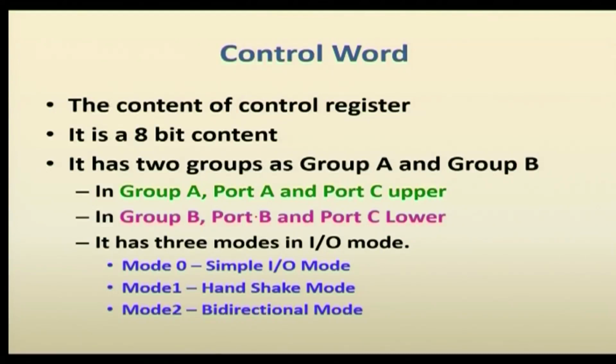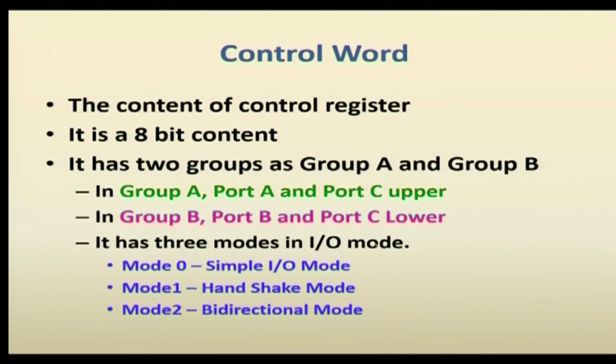So, the control register is an 8-bit register which is used to define the in and out function for 3 ports, port A, port B and port C. The 3 ports also operate in 2 different modes, either IO mode or BSR mode. That mode selection is also done in the control word.